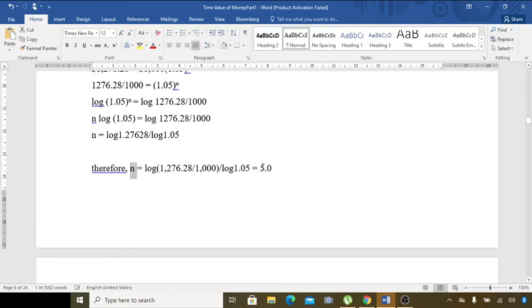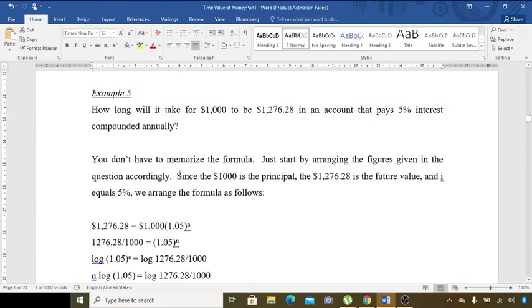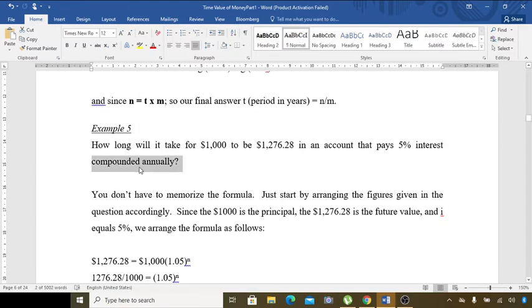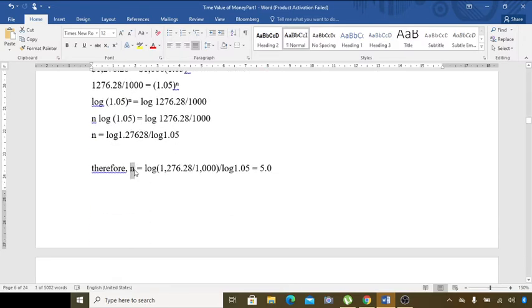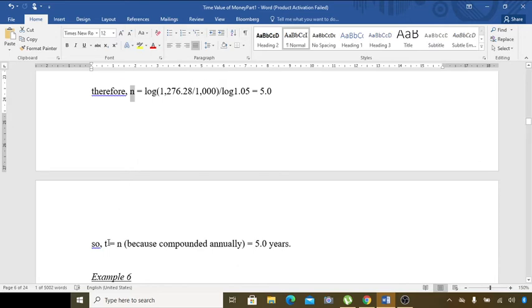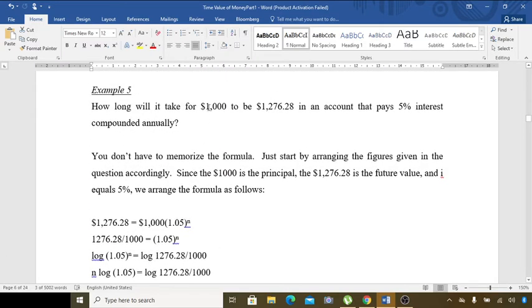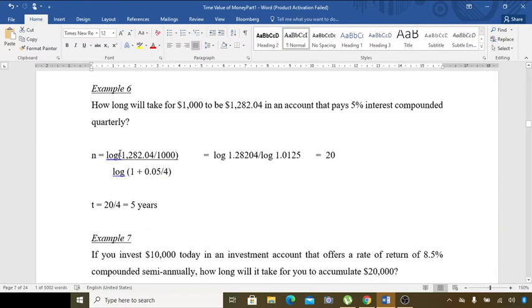N equals to 5.0. Okay, notice that this is compounded annually, so your M equals to 1. Remember N is T times M. Because compounded annually, T equals to N in this case, so it becomes 5 years. T is 5, right? So it will take you 5 years for 1,000 to become 1,276.28 in an account that pays 5% interest. Okay, so far so good.